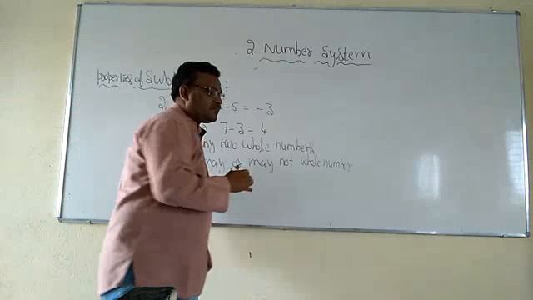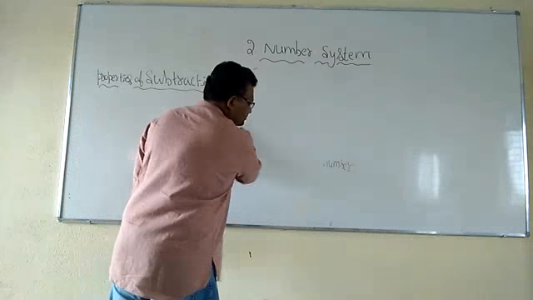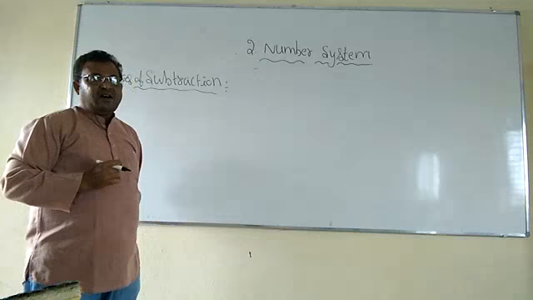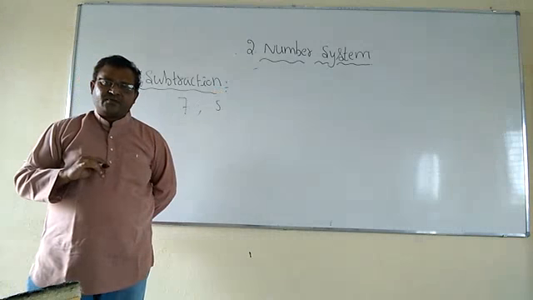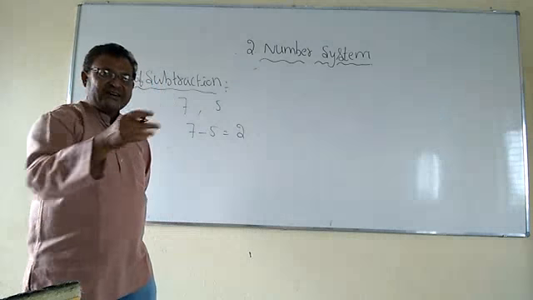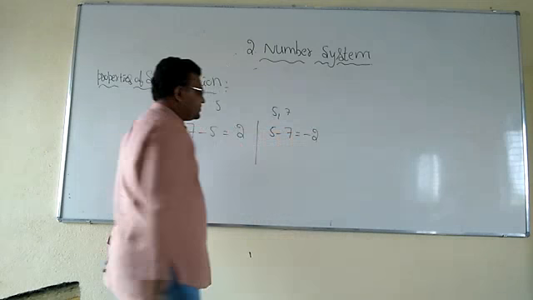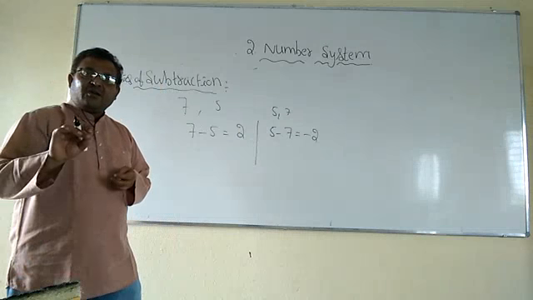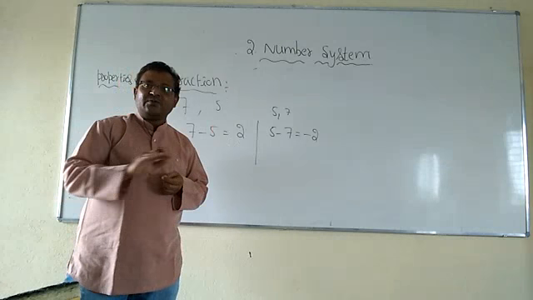And the next, associative property. First, commutative property we check. That means by reversing the order. Take any two whole numbers 7 and 5. Any two. Subtract them. 7 minus 5 is 2. Now reverse the order and subtract them. That means 5 minus 7 is equal to minus 2. Here the result is minus 2. Both are same? No. That means whole numbers are not commutative under subtraction. So under subtraction, commutative property is not true.